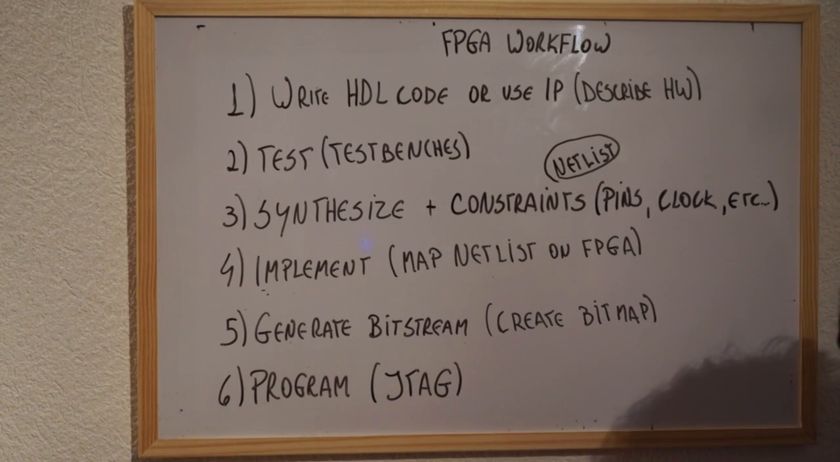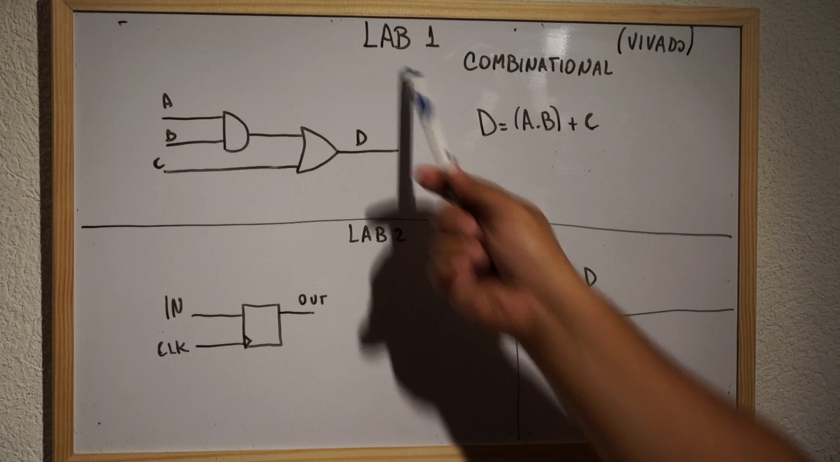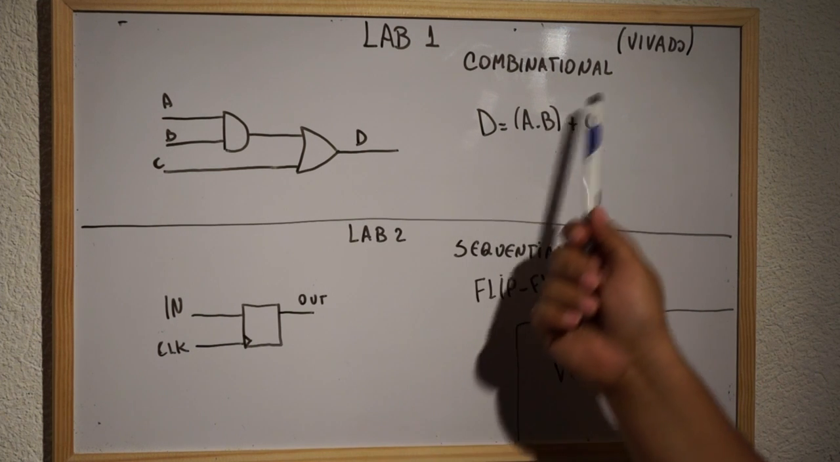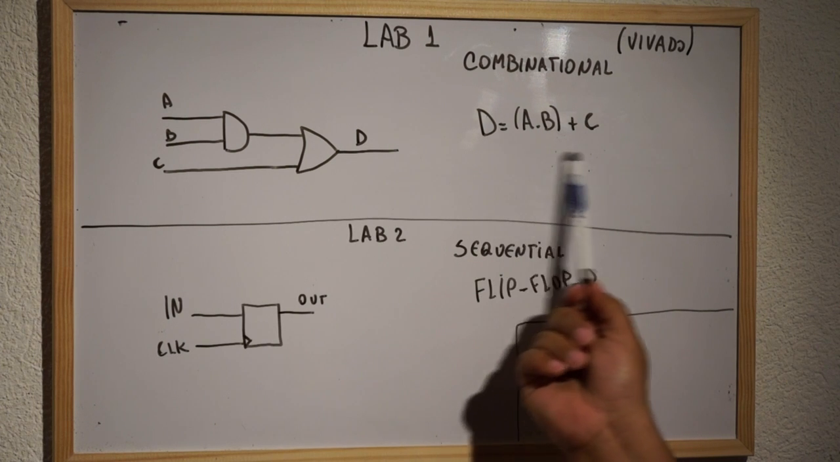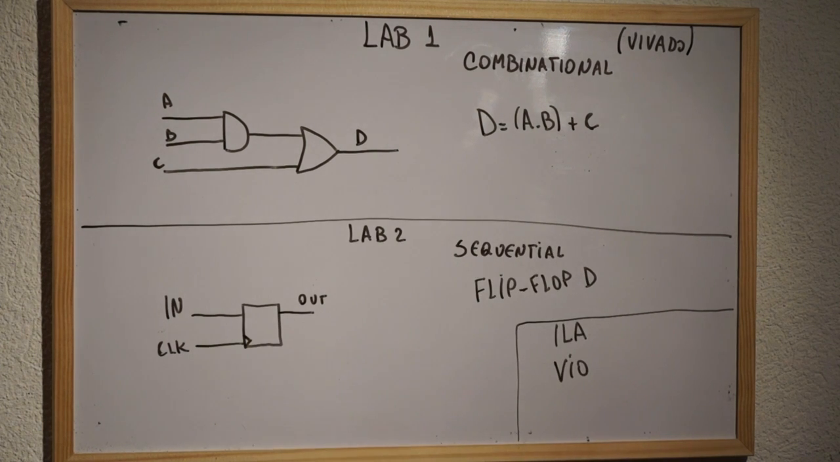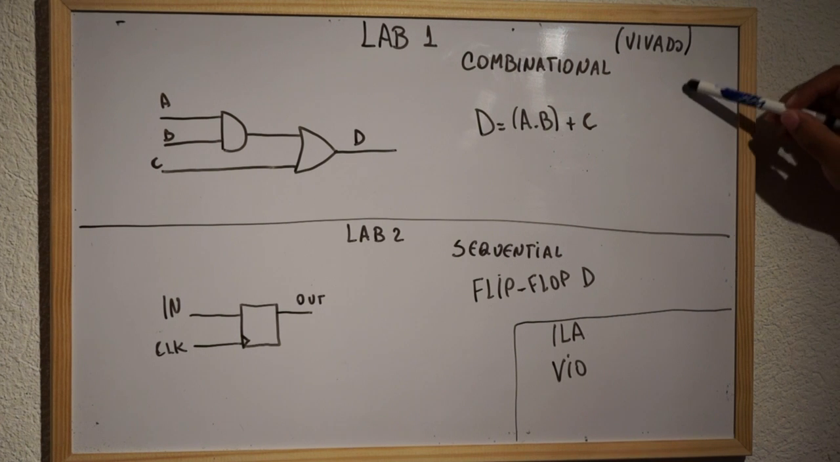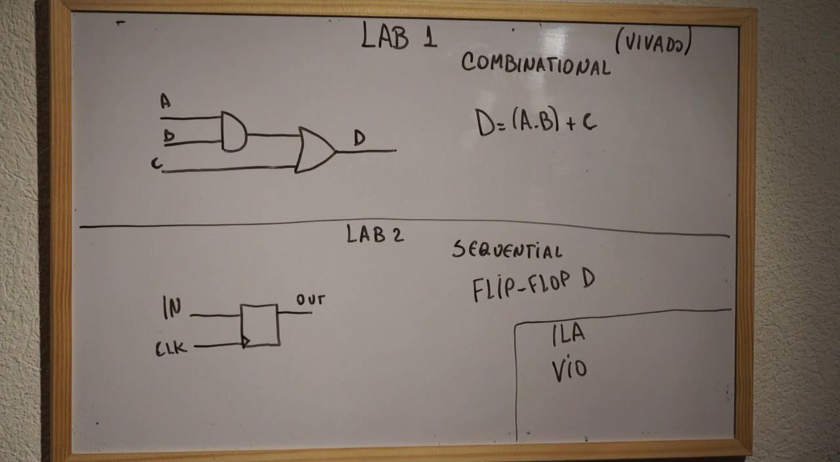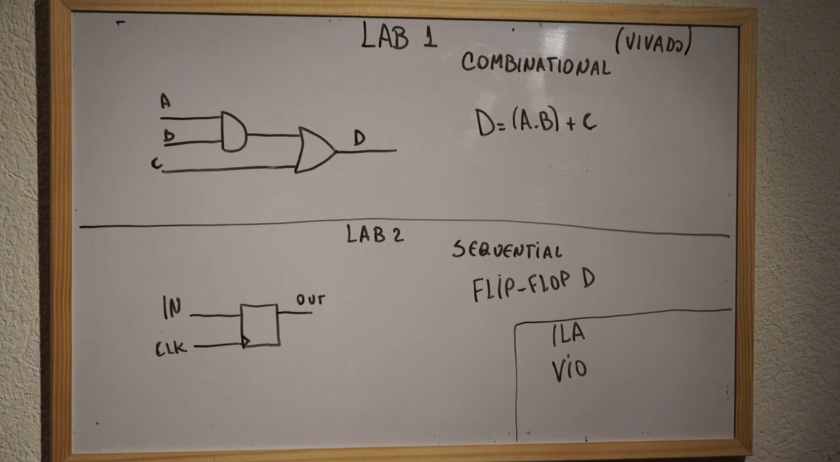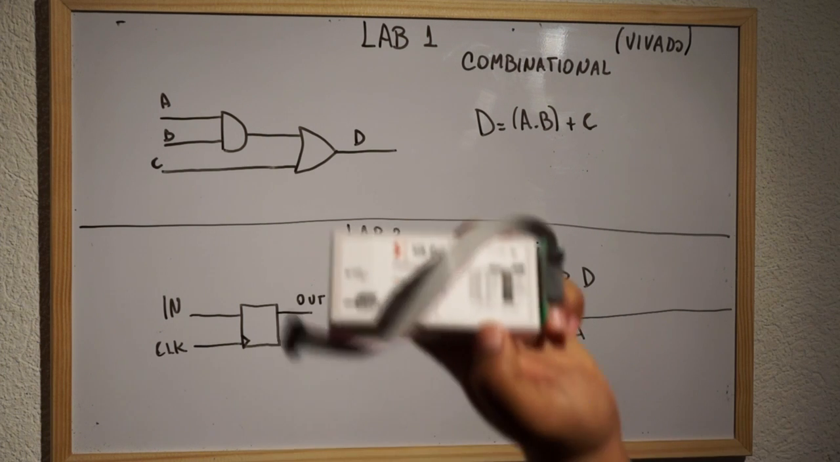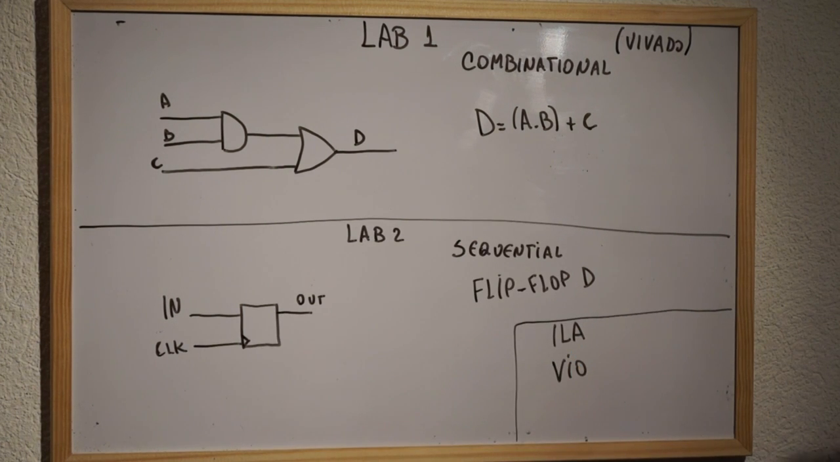Okay, now let's go to our labs, guys. In our first video, we're going to create two labs. One lab for a combinational circuit, with this digital function, and the other lab, a simple flip-flop D. The software that we are going to use is going to be Vivado. And we are going to use two interesting features: the integrated logic analyzer and the virtual input-output. We're going to show how we can drive our FPGA board remotely through our JTAG cable. So, see you guys in our lab.